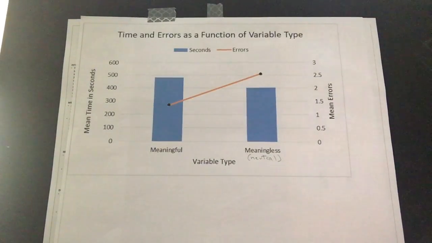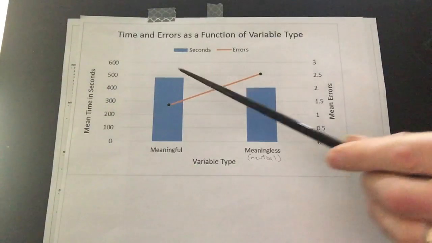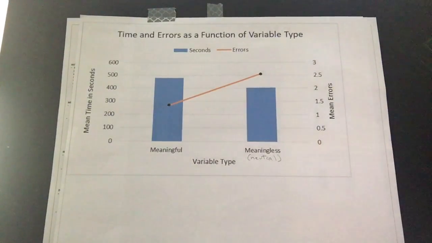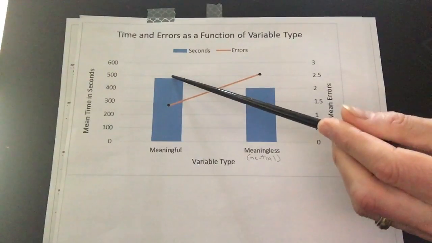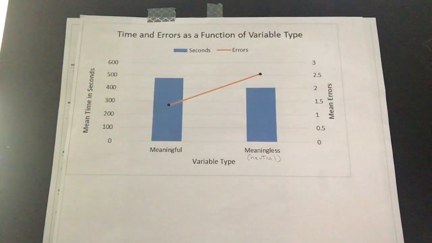Okay, so here are the results. This graph shows both dependent measures simultaneously. Time is shown by the blue bars and the left axis. Here we see that the participants took longer for the meaningful graphs than for the meaningless graphs. So this bar is higher than that bar. And this was a statistically significant difference between the two.